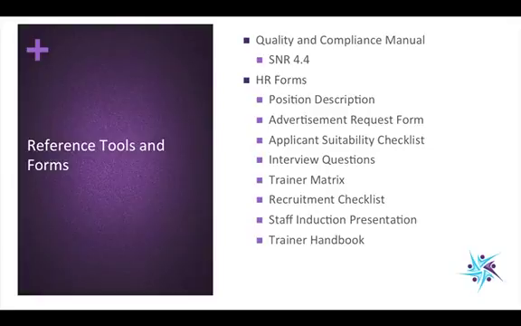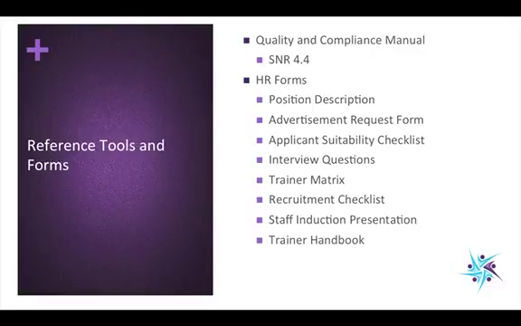Okay, as you will know, within your tools and forms, you've got a quality and compliance manual. This quality and compliance manual includes all the policies and procedures on how to run your RTO. We're specifically looking at SNR 4.4, which is your trainers and assessors and how you're going to recruit your trainers and assessors. So as I stated earlier, if you review your policies and procedures manual, the quality and compliance manual under SNR 4.4, you'll find this whole process is in there.